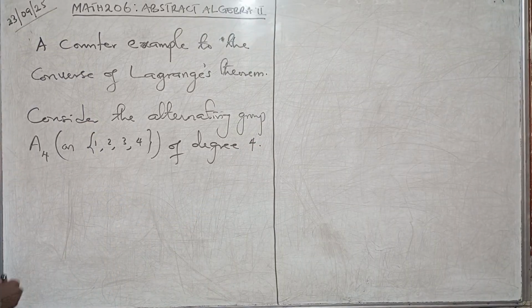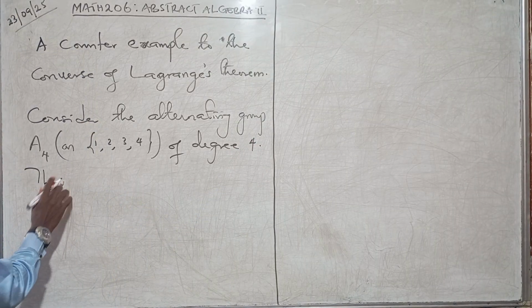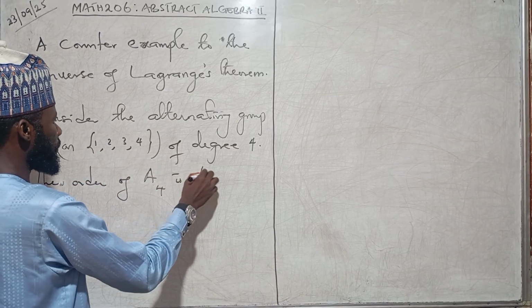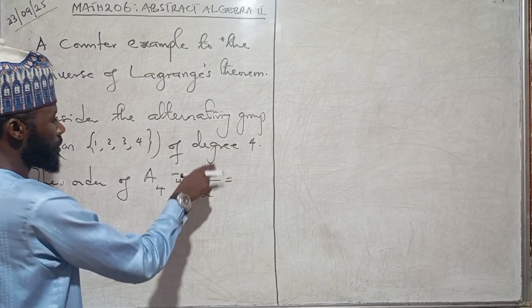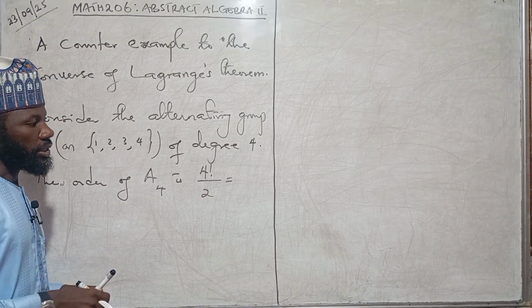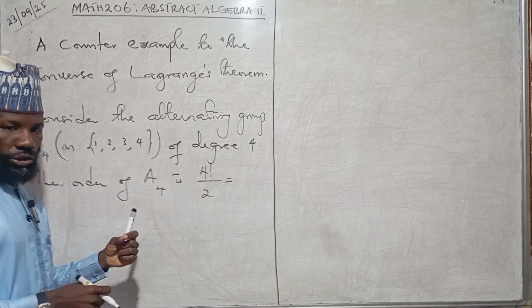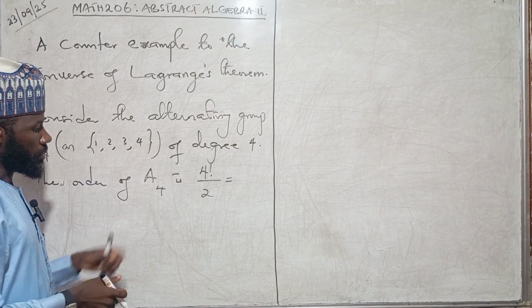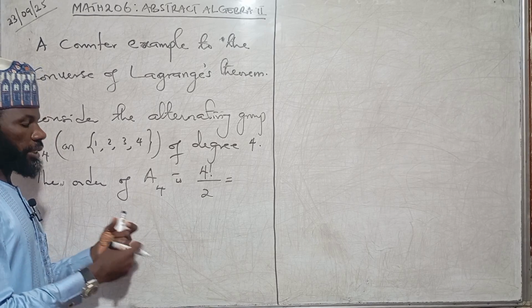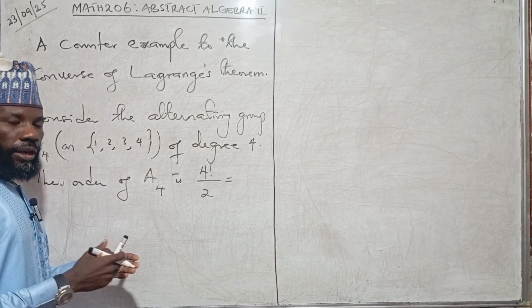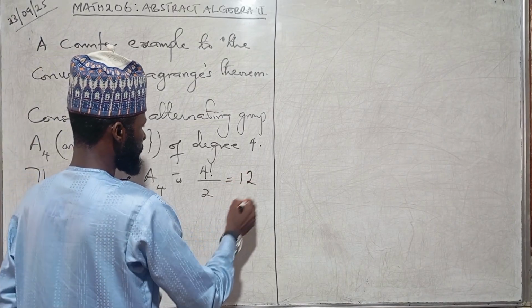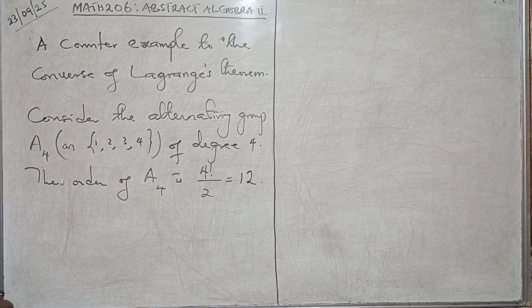We know that the order of A4 is 4 factorial over 2, because in the symmetric group on 4 elements you have 4 factorial elements, but 4 factorial over 2 gives you the order of the alternating group. That is, there are exactly half as many even permutations, and that number is 12. So this is a group of order 12. In fact, we can list all the elements.